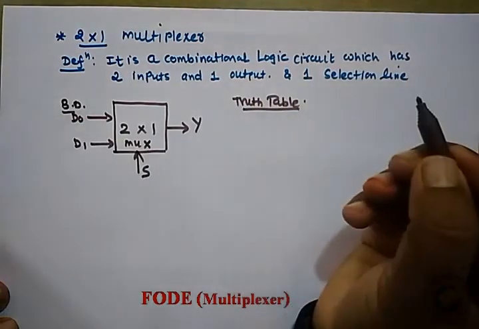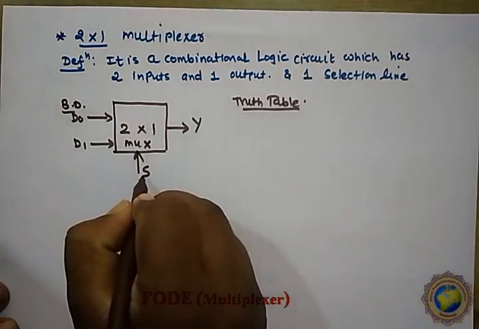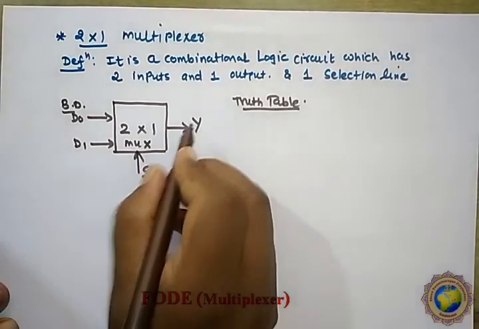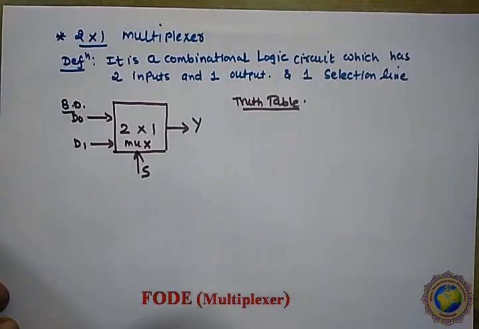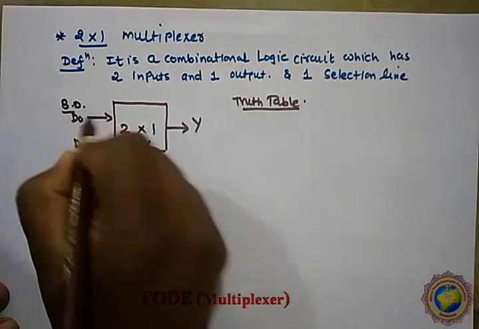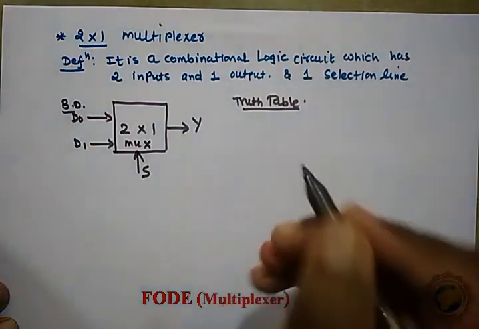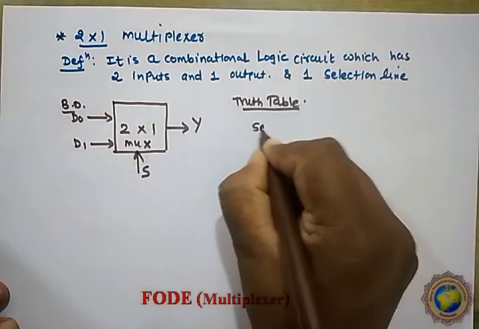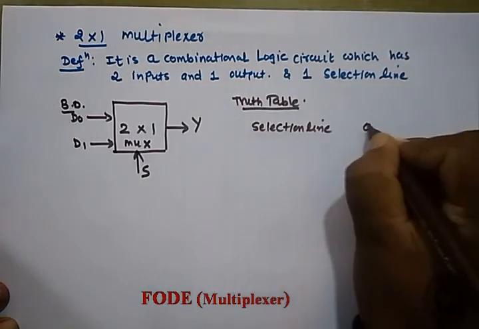What is truth table? The table showing input and output. તો ઇનપુટમાં આપણે કેટલી વસ્તુ છે? સિલેક્શન લાઇન. આઉટપુટમાં શું છે? Y. પણ D0, D1 આપણા ઇનપુટ છે. બટ અહીંયા તમારે ધ્યાન રાખવાનું છે કે Y ની અંદર તમને શું મળશે? D0 મળશે અથવા D1 મળશે. ઓકે, સો what is truth table? Selection line and output.